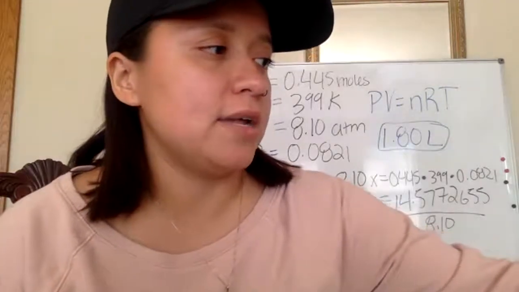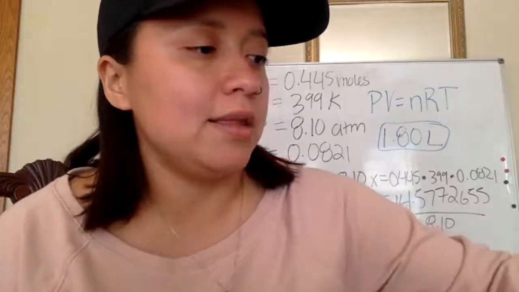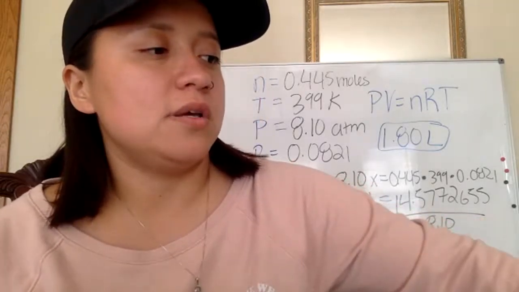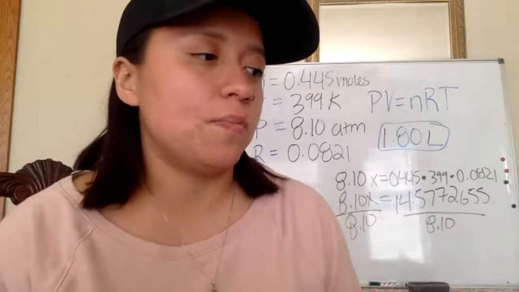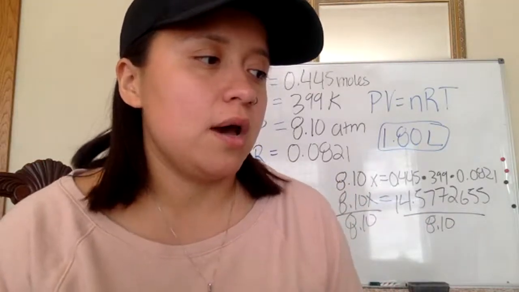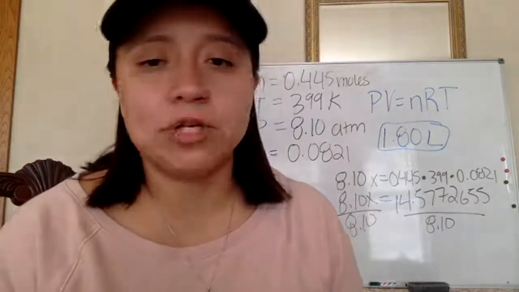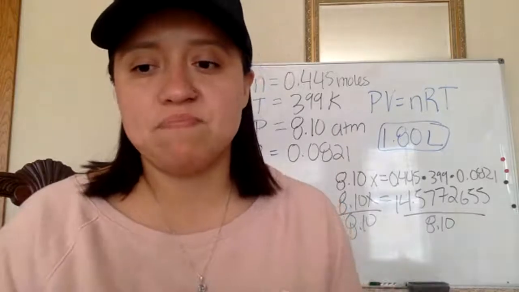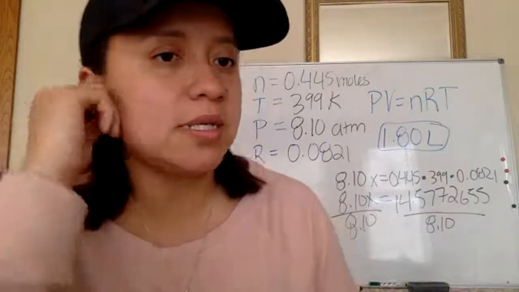So the ideal gas law is a pretty easy law, not too hard. The only thing you're probably going to change, if you need to change anything, is the temperature units by adding 273. But other than that, it should be pretty easy.